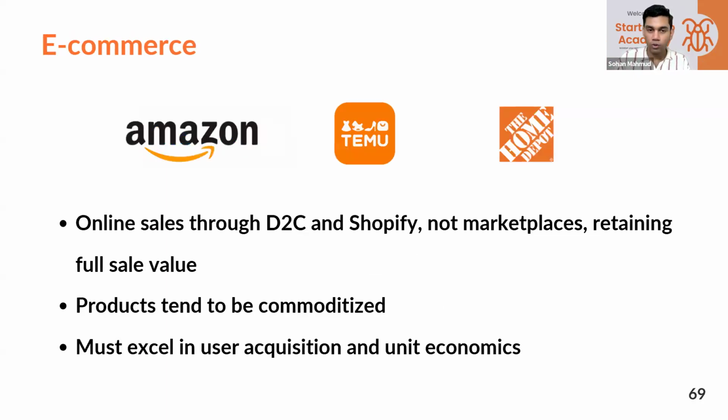So next one is e-commerce. Amazon, Temu, the Home Depot, these are all e-commerce based. What it does is online sales through D2C and Shopify, not marketplaces. Marketplace and e-commerce are different. It retains full sale value. Here the product tends to be commoditized, and it must excel in user acquisition and unit economics. It's really important. That's why a lot of shopping platforms, e-commerce platforms, died within the first 2 years, because they couldn't retain the customers, and they were not good at unit economics.